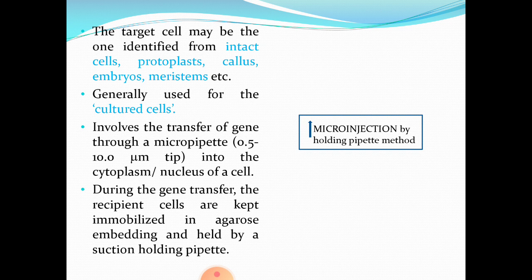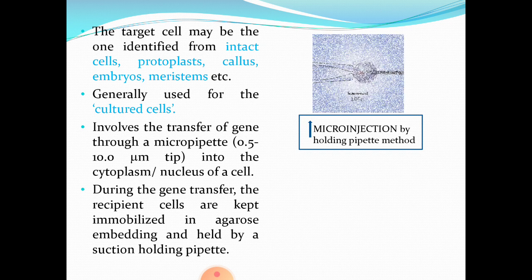And normally microinjection is employed for cultured cells. What exactly is done in this method? This involves transfer of gene through a micropipette. You can see in the diagram, here is the micropipette of 0.5 to 10 micrometer tip.